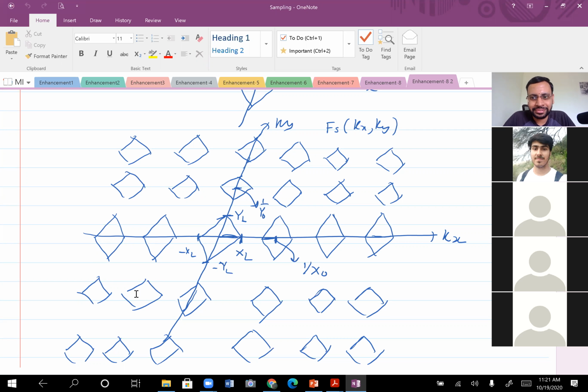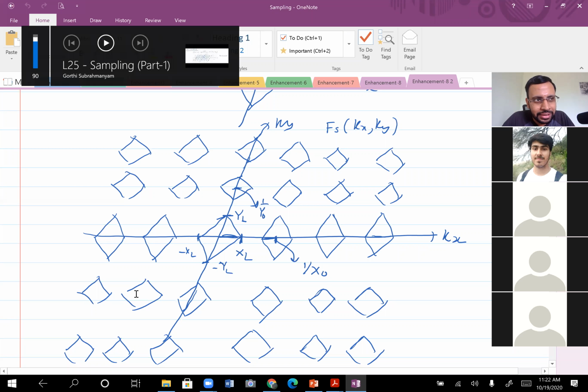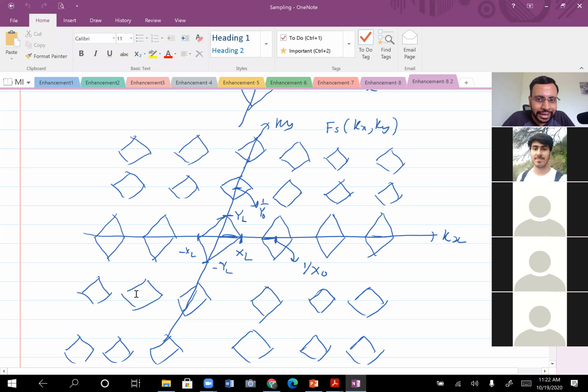So what if we had passed it through an LPF before? Sorry, your audio is a bit low. Sir, what if we had passed it through a low pass filter before taking the Fourier transform? Exactly. That was my first question I was asking in this class. So what was the effect of it? The image got smooth. That's right. You get a blurred image.